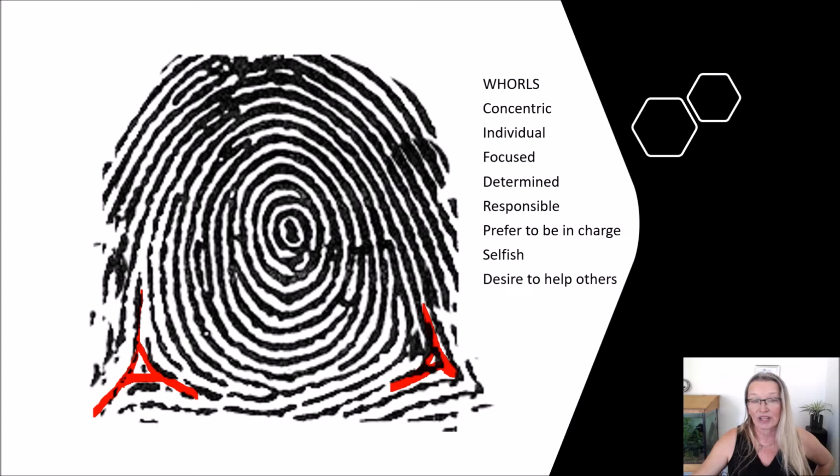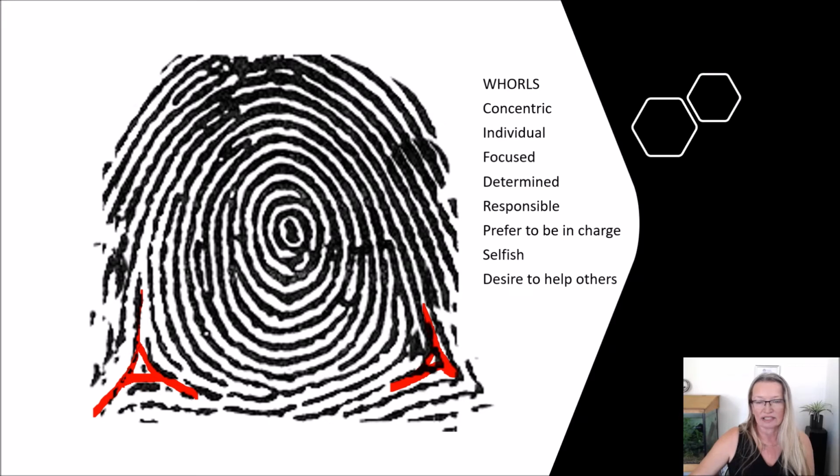Right, so the whirl fingerprints in general show someone who's an individual. They're very different. They're focused, determined, responsible. These people prefer to be in charge, especially if you have more than one of them. They can appear a little bit selfish, but they do have a desire to help others. So they might go from wanting to be selfish more during one phase of their life and then slowly turning to wanting to help others. And I've found that to be a very common trait.